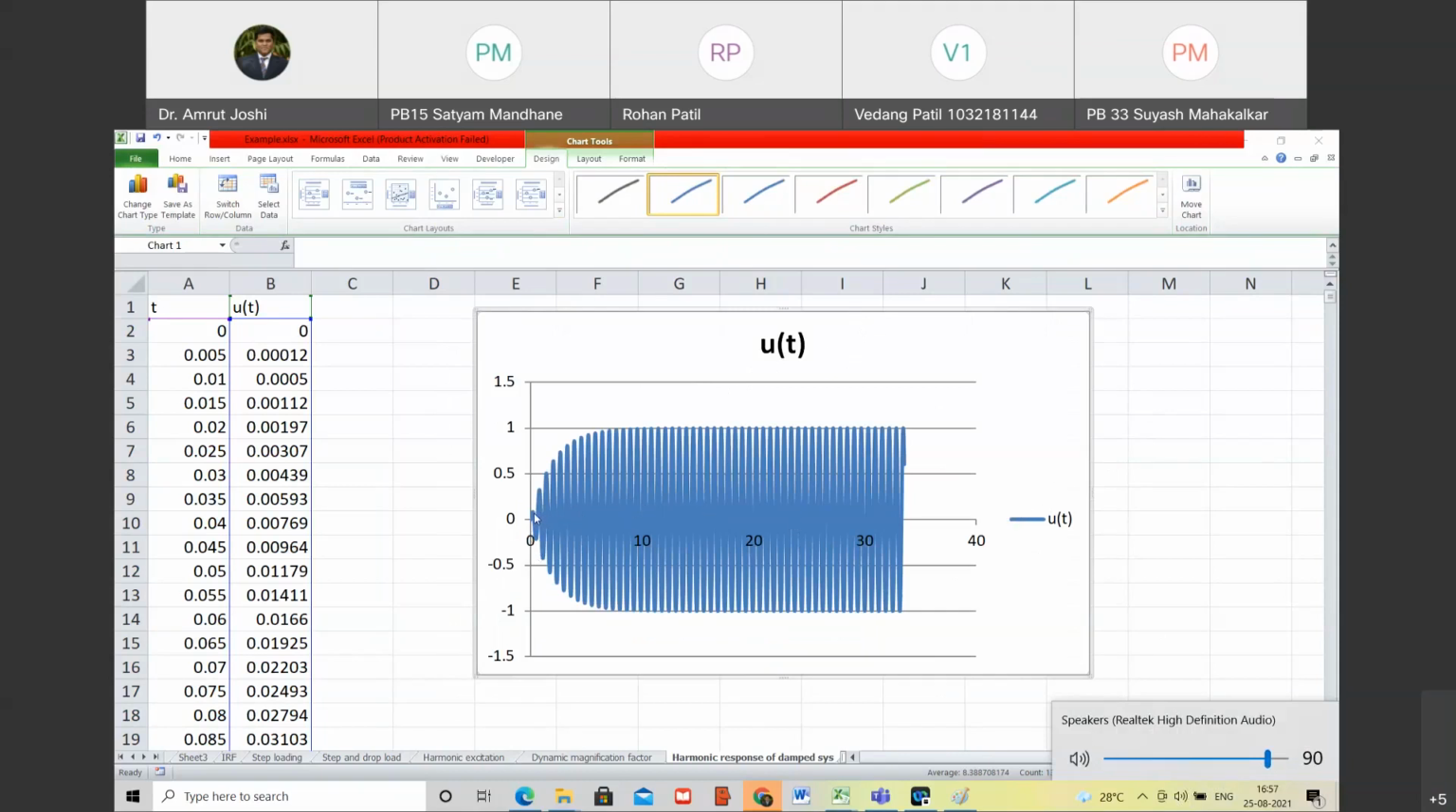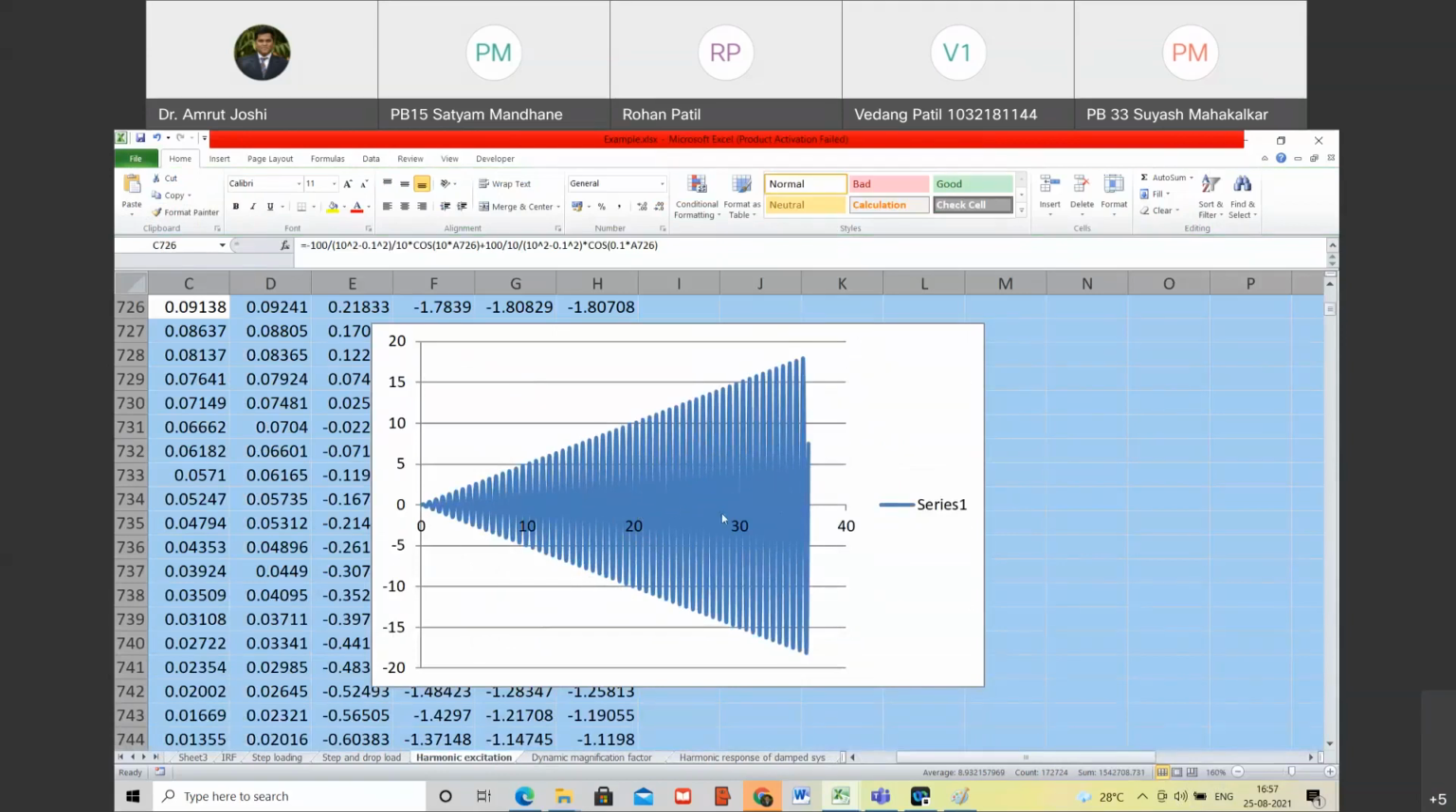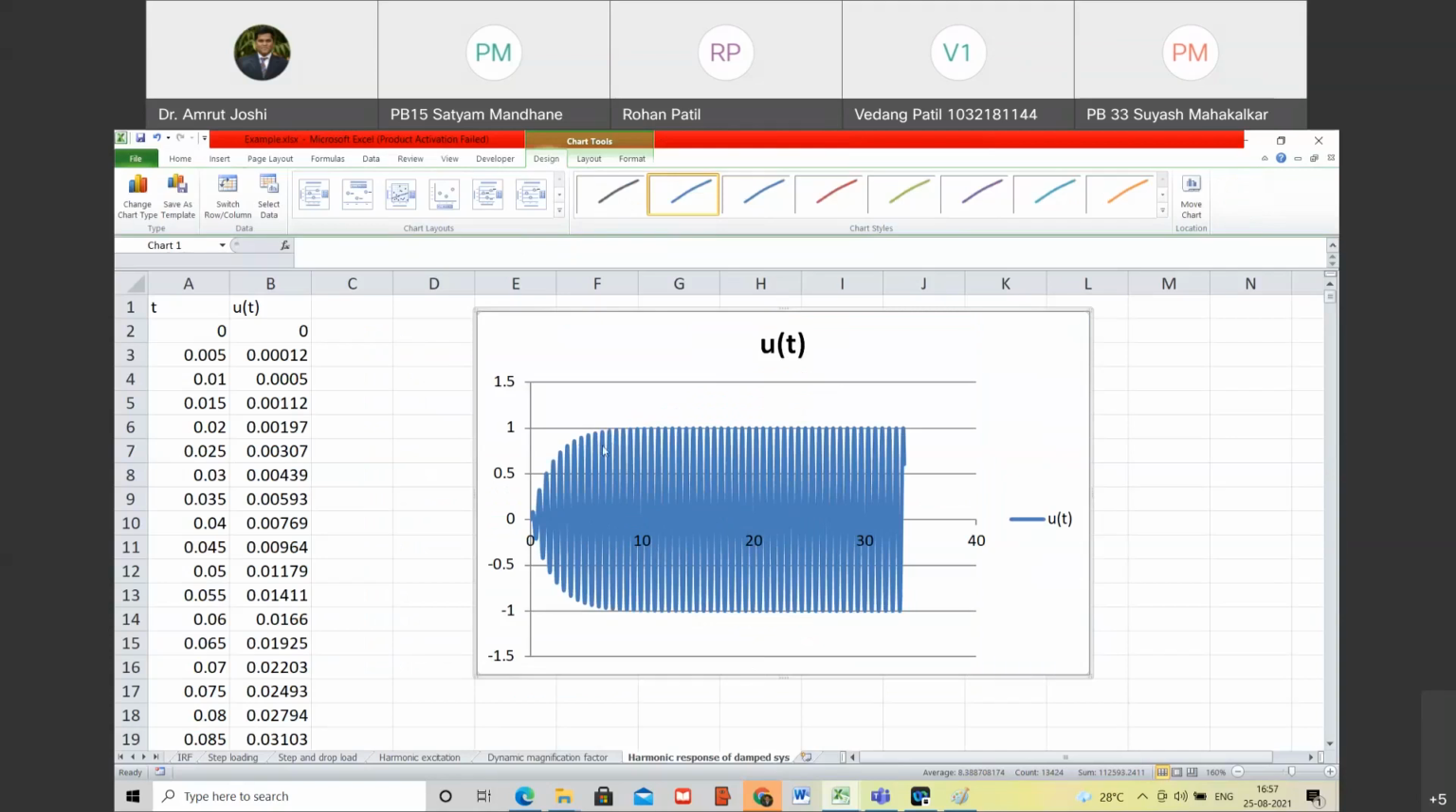So you see at resonance, the response, just like the harmonic case of resonance, goes on building up, but then it stabilizes. It doesn't go on increasing in an unbounded fashion. Do you agree with me? Yes, sir. So this is how the response of a damped system to resonance looks like.